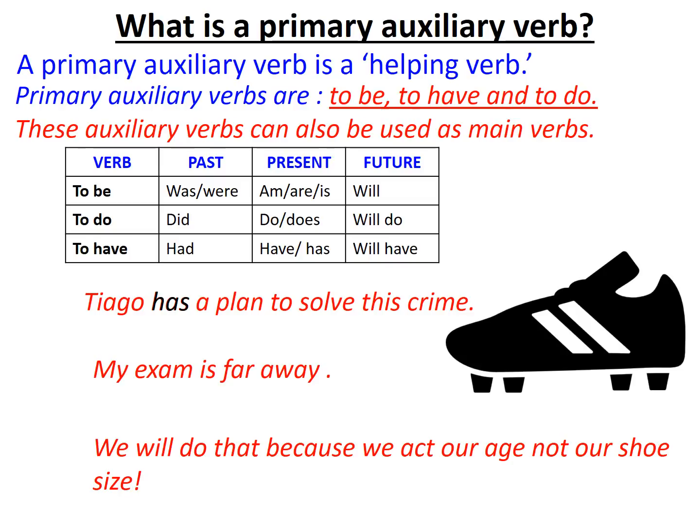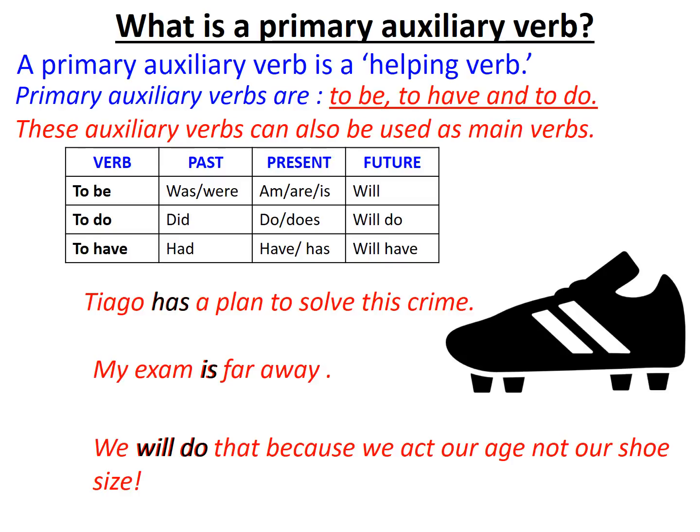My exam is far away. Far away is not the verb. Is instead remains the verb. And that comes as the present tense of the verb to be, and it's in the first person. We will do that because we act our age, not our shoe size. Interesting. We will do that. So this is in the future tense, referring to something that, as a group, we will do.